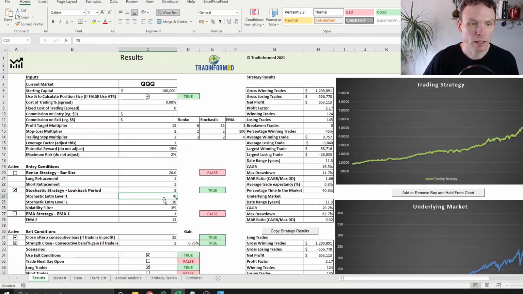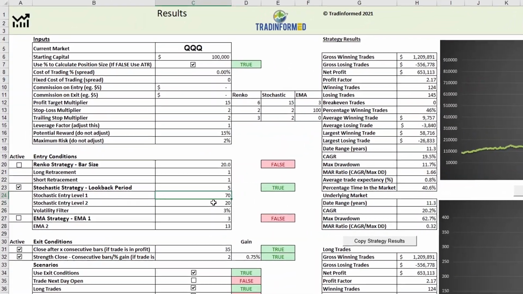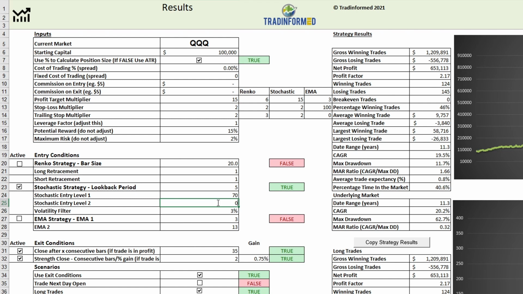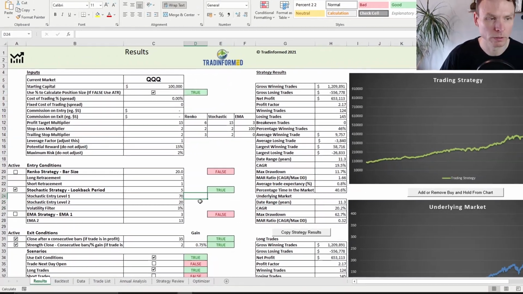My stochastic entry levels, I told you I'm using 2 different levels. Now you don't have to. You could just set one of these to 0 and we're only testing 1. In fact, that's a good way to check the range of values. But I found 2 giving a better set of results.